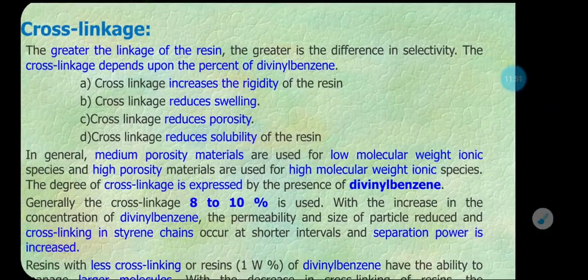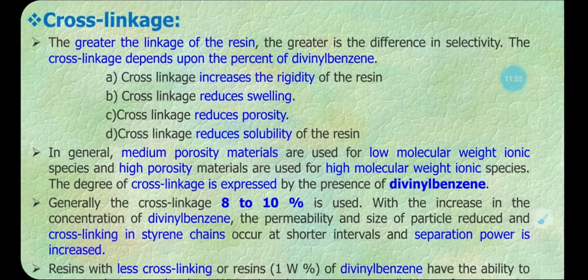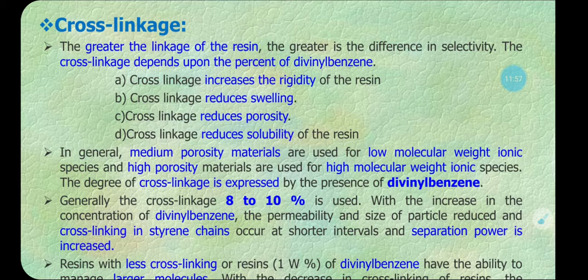Second parameter is, what is cross linkage? Cross linkage increases the resin capacity. The greater the cross linkage in the resin, the greater is the difference in selectivity, and the greater is the exchange capacity. This cross linkage depends upon the percentage of divinyl benzene present in the resin. So this cross link increases the rigidity of the resin.